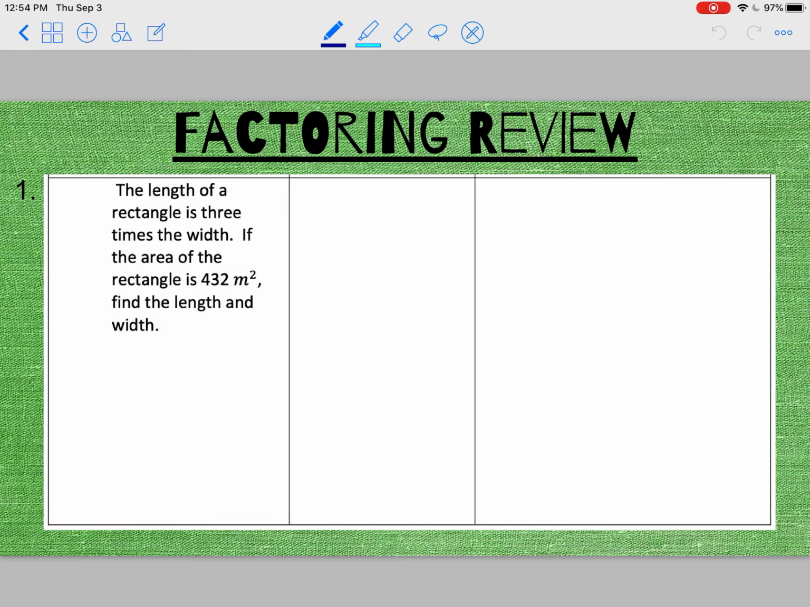Okay, if you need a little extra help on this one getting started, let's read the problem together. The length of a rectangle is 3 times the width. If the area of the rectangle is 432 meters squared, find the length and width.